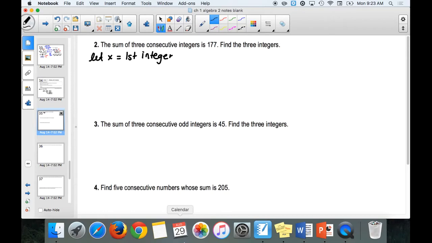So if I'm talking about consecutive back-to-back integers, I would have like 11, 12, and 13, right? Things like that. So if I have x as the first one, then I want one more than that for the next one. So that means x plus 1 is the second one, and x plus 2 is the third integer.